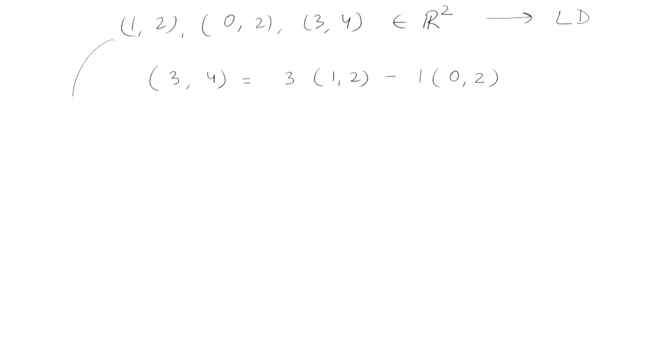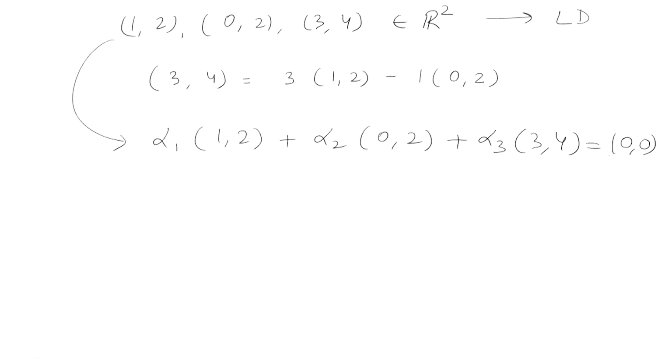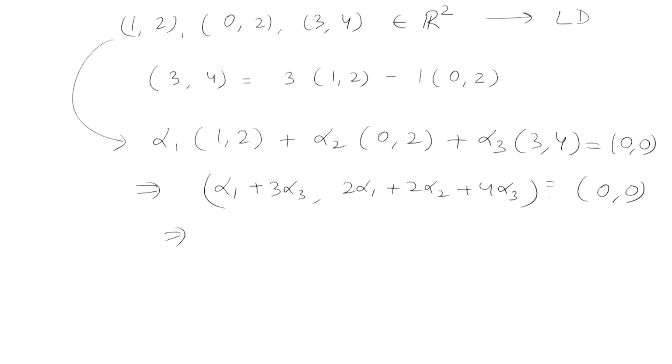The other way is to take a linear combination of these vectors and put it equal to 0. So, what does it imply? It implies (alpha 1 plus 0 plus 3 alpha 3, 2 alpha 1 plus 2 alpha 2 plus 4 alpha 3) equal to (0, 0). Equal to (0, 0) means each component is 0, that means alpha 1 plus 3 alpha 3 is equal to 0 and 2 alpha 1 plus 2 alpha 2 plus 4 alpha 3 equal to 0.